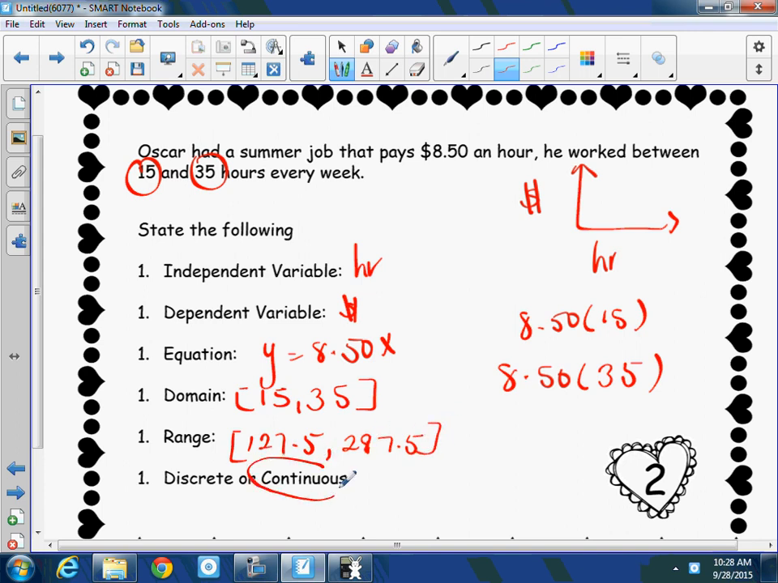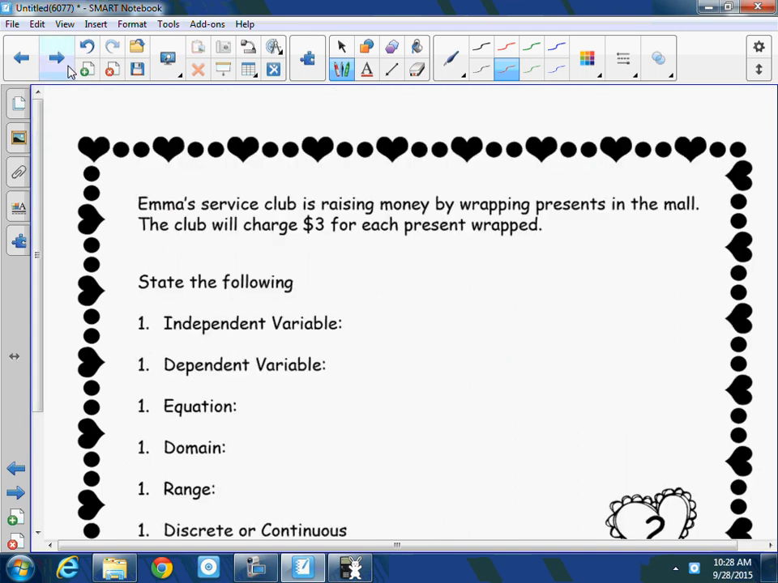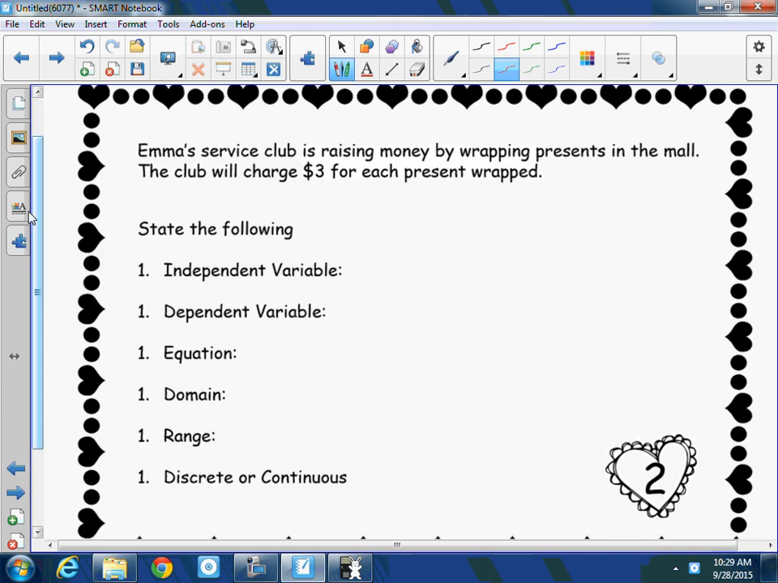And again, the graph continues because you can work for half an hour, even 1/4 of an hour. All right. So Emma Service Club is raising money by wrapping presents in the mall. The club will charge $3 for each present wrapped. Okay. So the independent variable, what you can change, is the number of presents that you want to wrap. The dependent variable is how much money you're making out of them. The equation is y equals 3x because you're charging $3 per present.